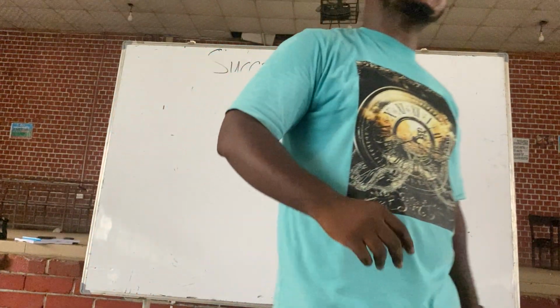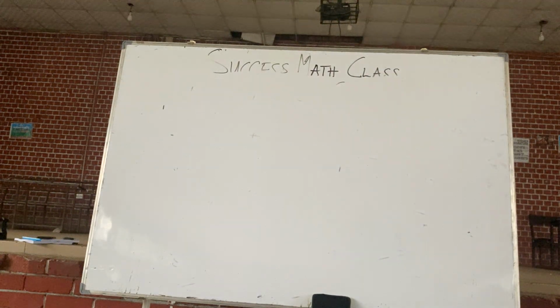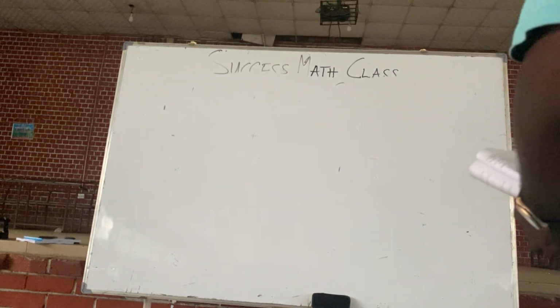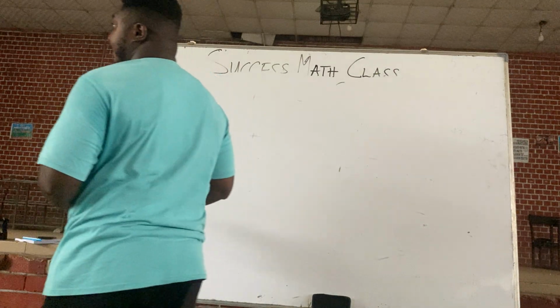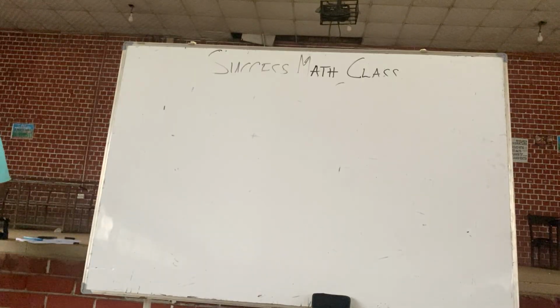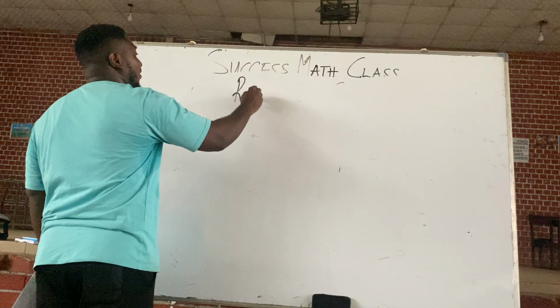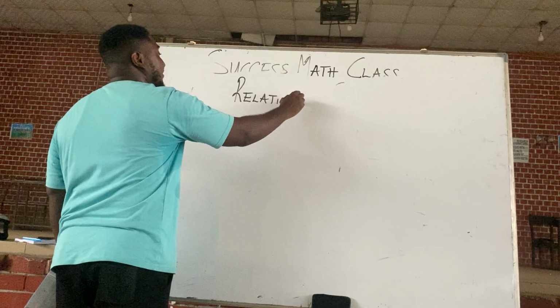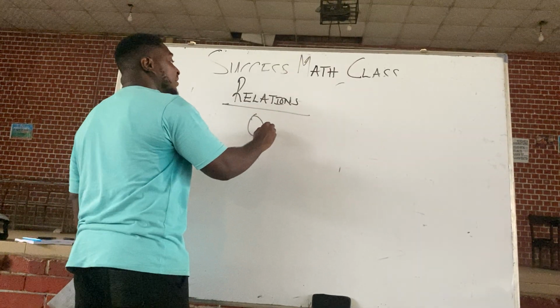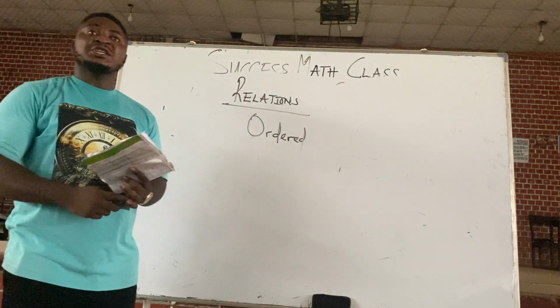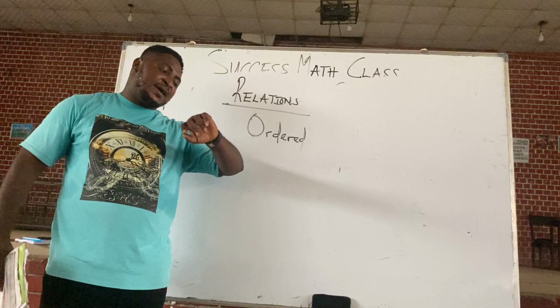A relation is a set of ordered pairs x, y. A relation is a set of what? Ordered pairs. Ordered. A relation is a set of what? Ordered pairs.